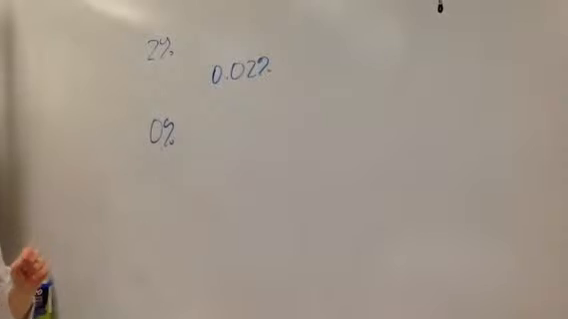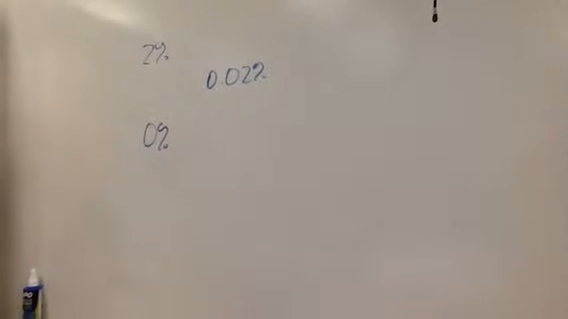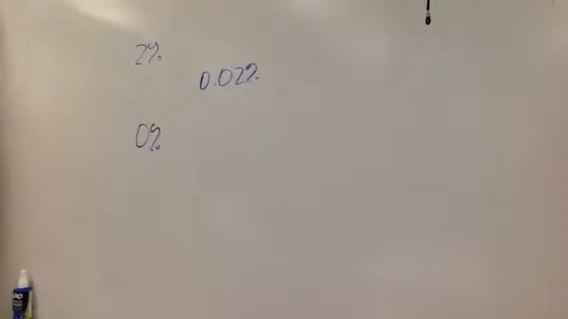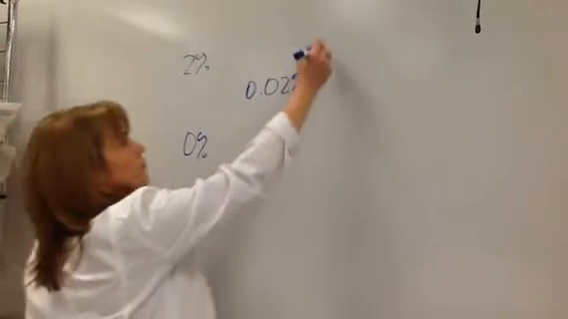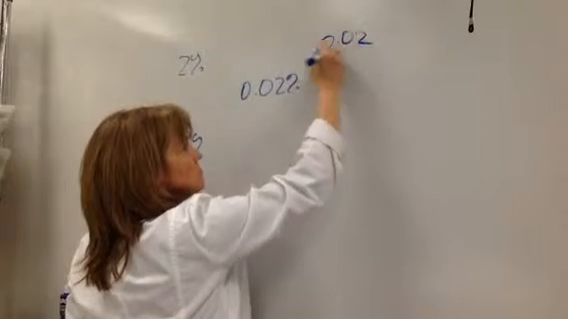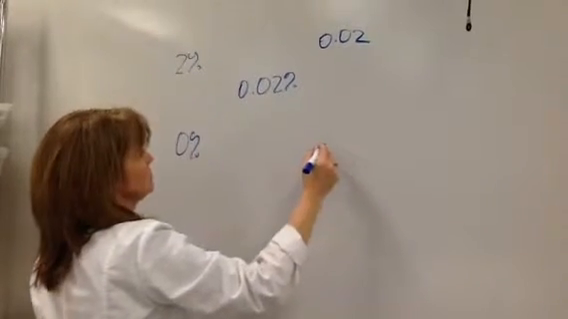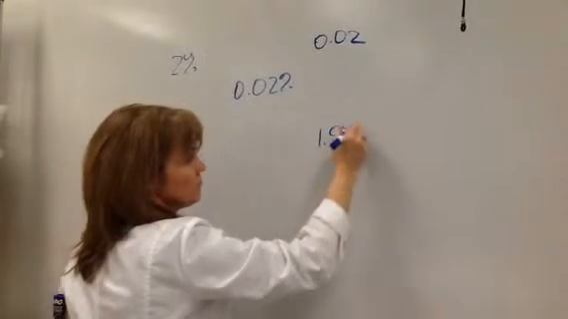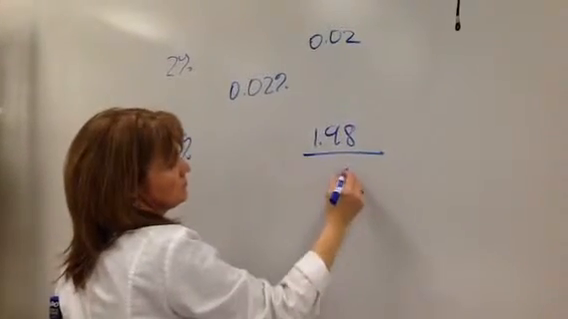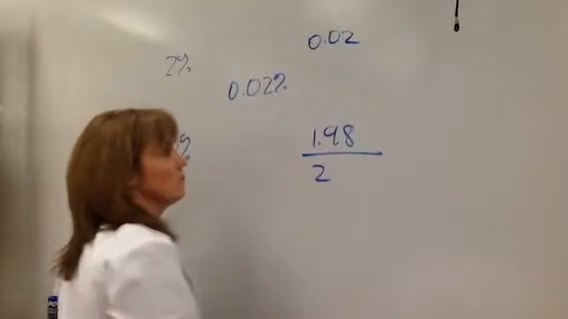Okay? All right, now that we have these written down, what do we do next? You subtract the 0.02 minus 0, which equals 0.02. And then 2 minus 0.02, which comes out to 1.98. And you add it together. It'll be 2.